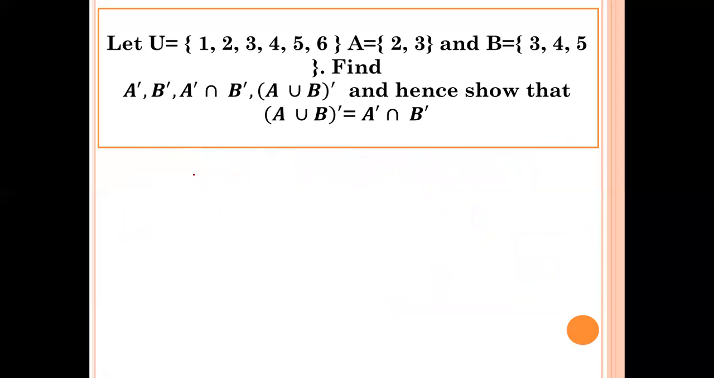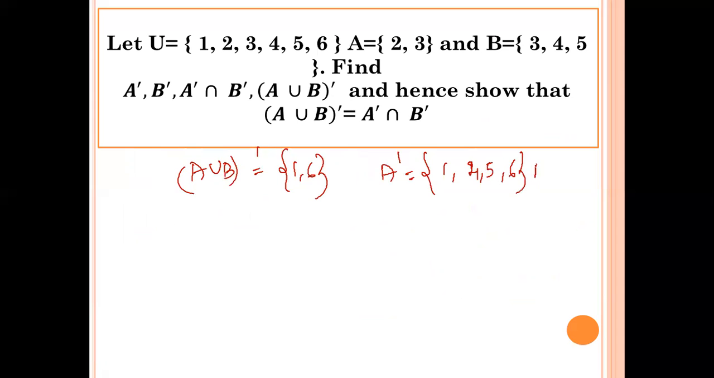So what is my A union B whole dash? A union B whole dash is 1, 6, and my A dash was 1, 4, 5, 6. And B dash was 1, 2, 6. Okay, so we also have to find A dash intersection B dash.